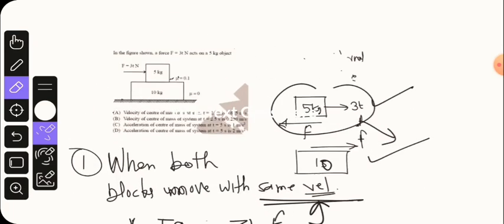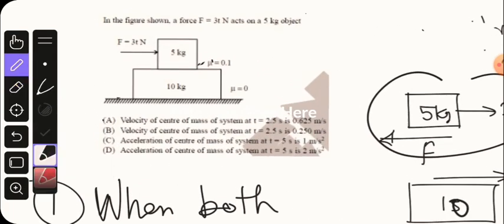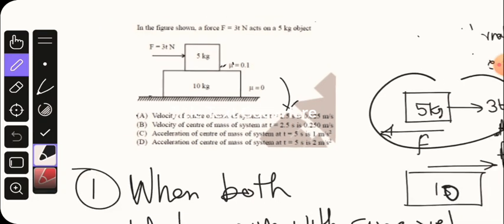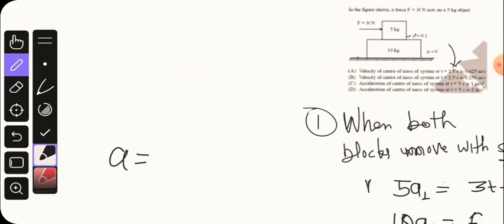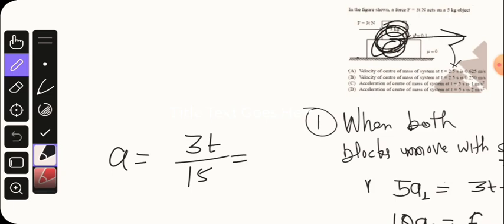Okay, now come to the question. They are interested in finding the velocity of the center of mass at 2.5 seconds. If they had given t equal to 3 seconds, then we would have to solve this question in two parts. But they have given time equal to 2.5 seconds, so we only have to consider that they are moving with the same velocity, the first part, right? So what will be the acceleration of this body? The external force is acting and the total mass of the body is 15 kg, right? Because both bodies are moving as the same one block, right?